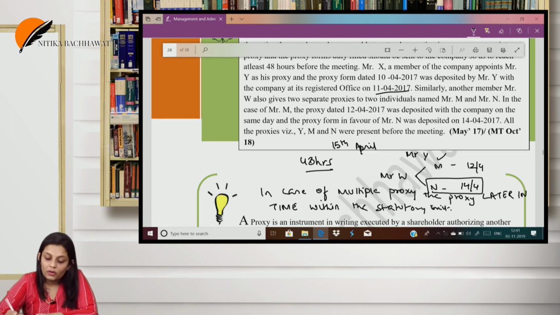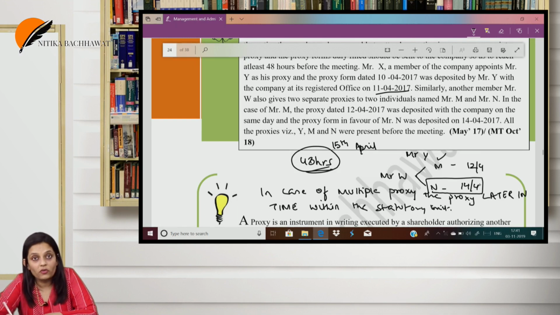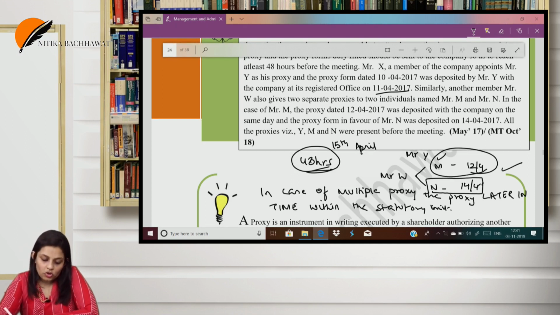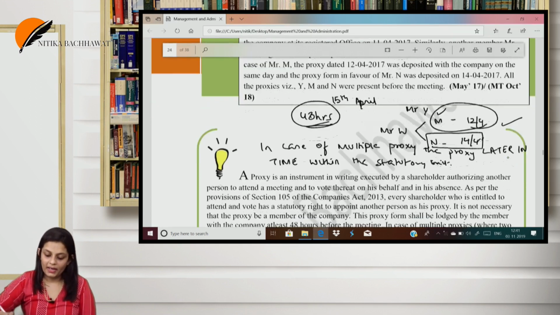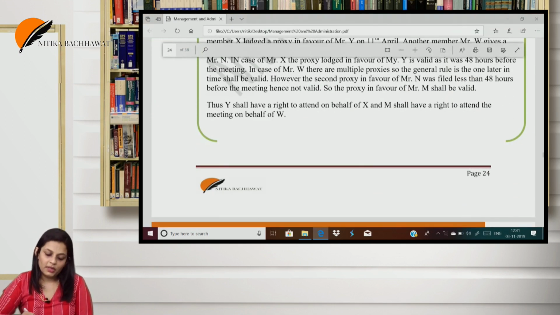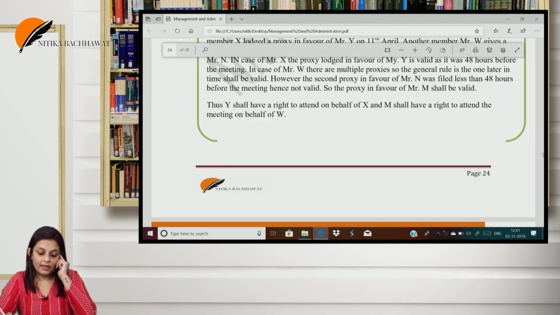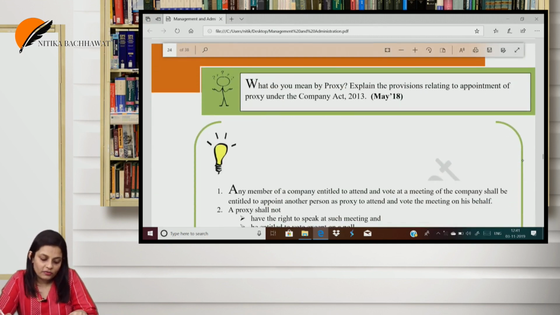But we already know that proxy form should be 48 hours before the meeting. It is not 48 hours before the meeting. Had it been 48 hours before the meeting, N's proxy would have been valid. But since it's not, M's proxy is valid. So, who has a right to attend the meeting? Y and M. Y has a right to attend on behalf of X, and M shall have a right to attend on behalf of W.